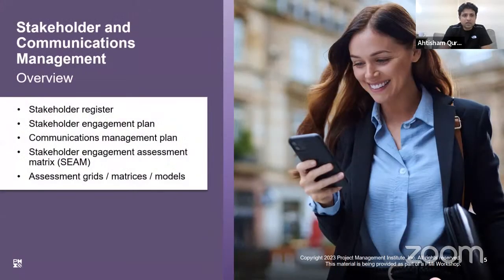So I just said stakeholder register. Out of these artifacts which are mentioned here, like stakeholder register, stakeholder engagement plan, communication management plan, stakeholder engagement assessment matrix, and assessment grids, these are the things which we will be studying during today's class and further.